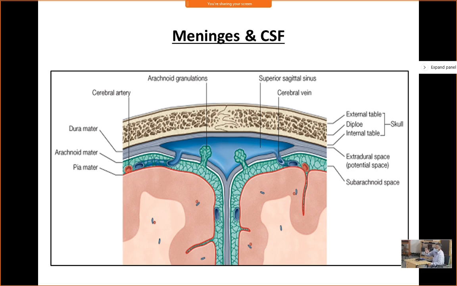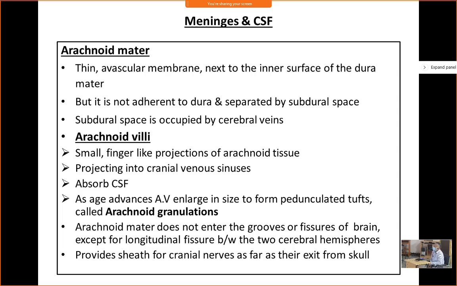Now through these villi, some amount of CSF will drain into our dural venous sinuses. That means it will ultimately drain into our venous system, because these dural venous sinuses ultimately drain into our jugular venous system. So it absorbs the CSF.